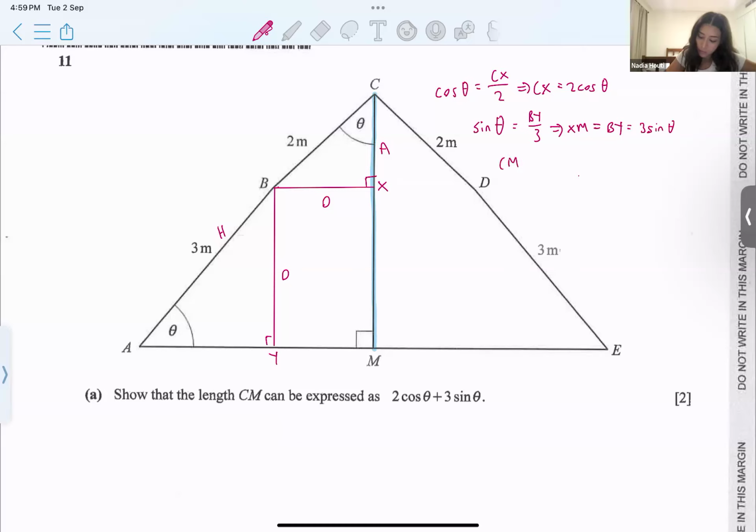So CM is the sum of the two expressions we just found, 2 cosine theta plus 3 sine theta. Okay, and that will be the solution.